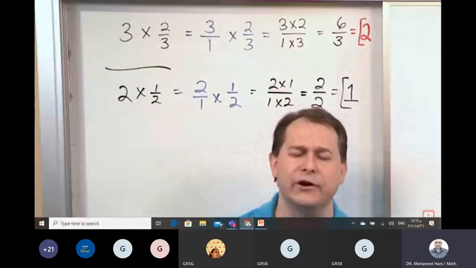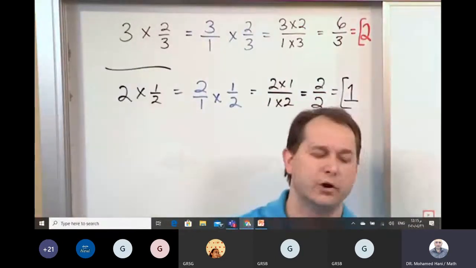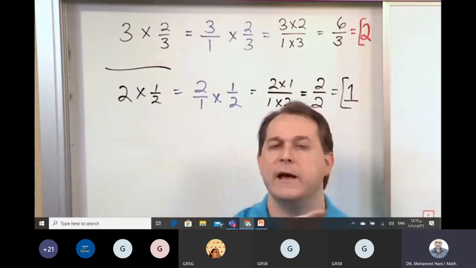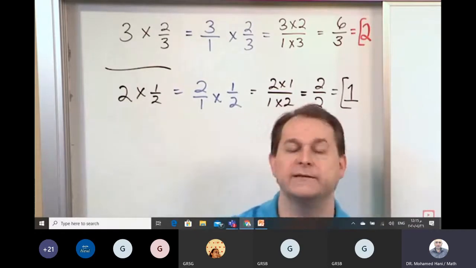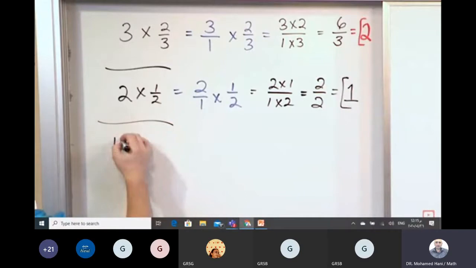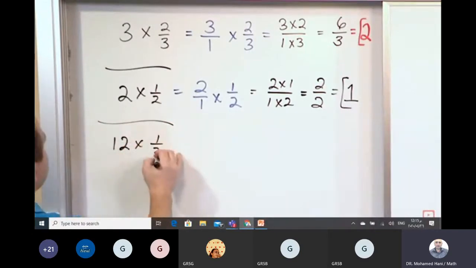The fundamental key thing here is to remember that when you are multiplying a fraction times a whole number, you write the whole number over 1, and then you multiply the fractions by multiplying the tops, multiplying the bottoms. So let's get some more practice with this. What if we have the number 12 times 1/3?